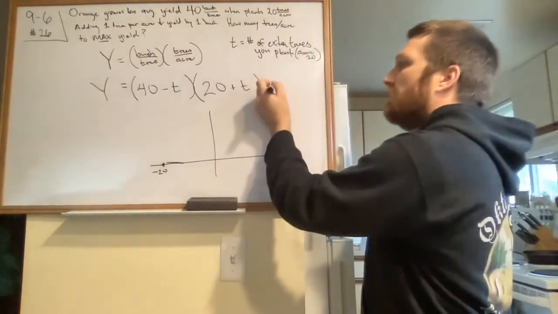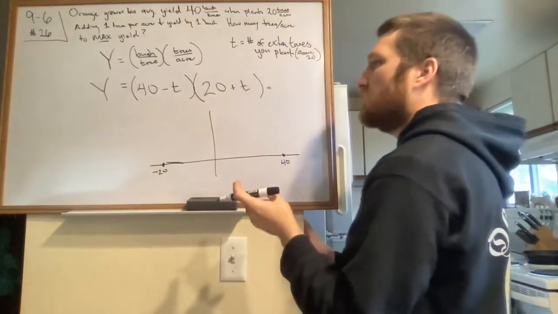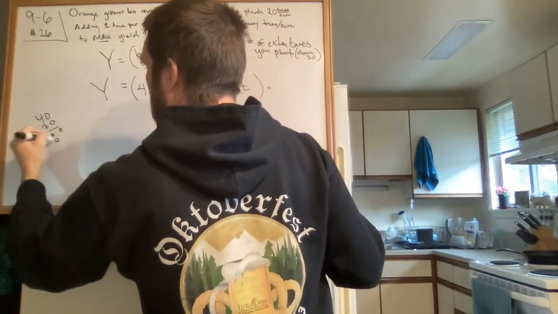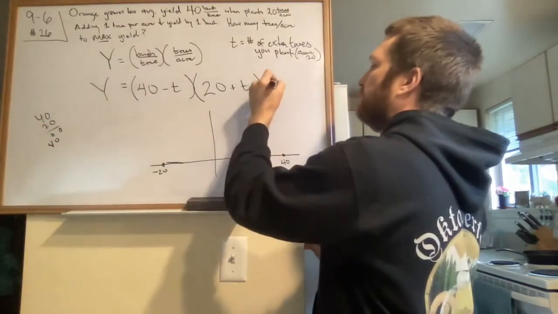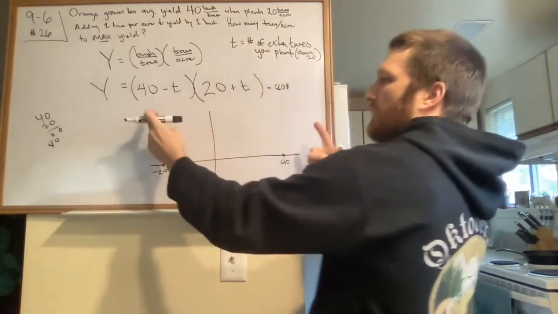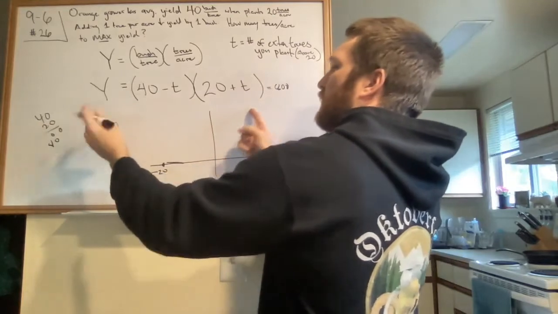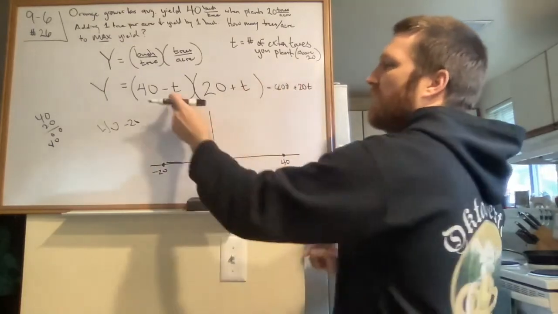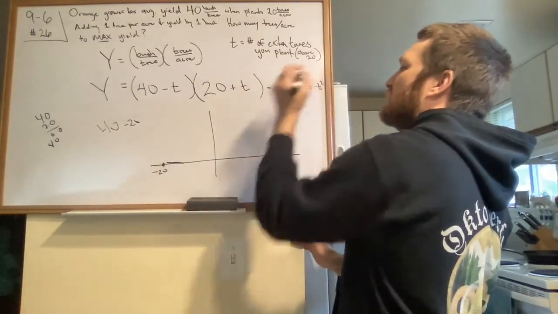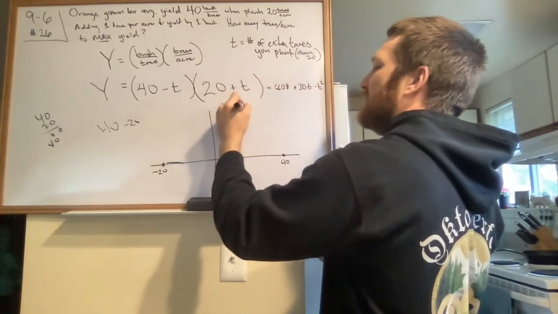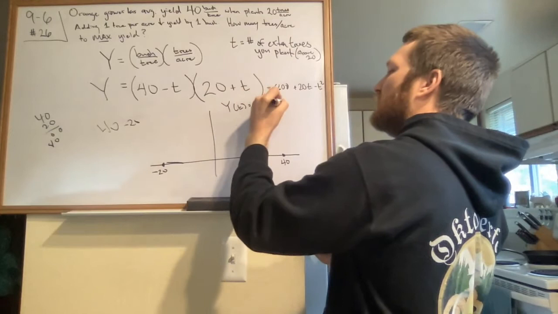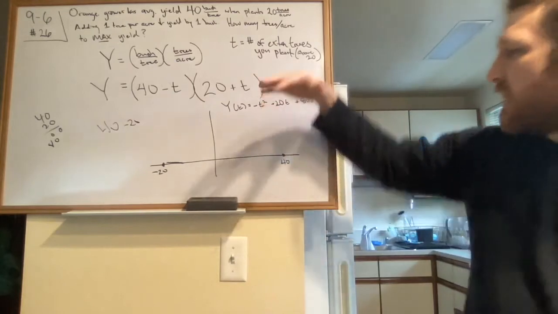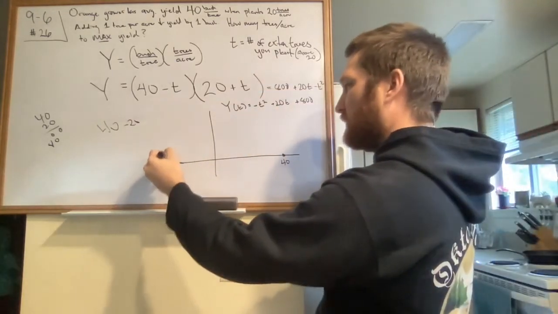And when you multiply this out, first, outer, inner, last, you get 40 times 20, well, let's do that real quick. 40 times 20 is 800. I should have been able to do that. Outer gives you plus 40, inner gives you minus 20, so a plus 20t. Finally, negative and positive gives you minus t squared. So we can say that y of t is minus t squared plus 20t plus 800. And say, okay, it's a downward facing parabola. So it goes down like this.